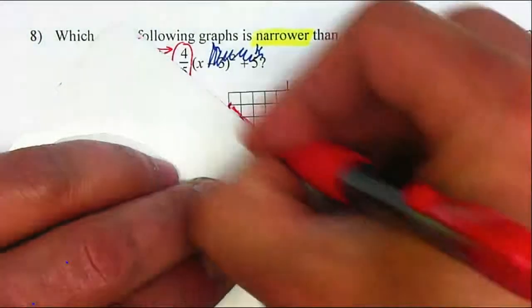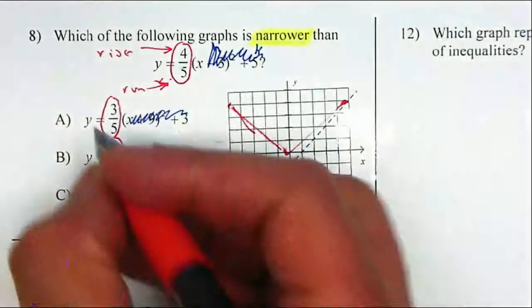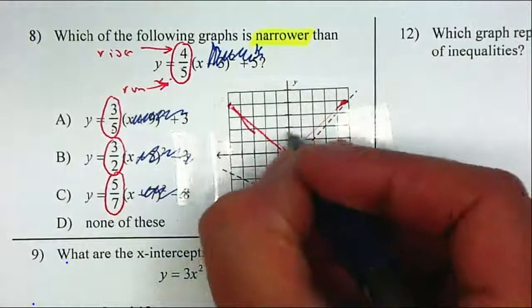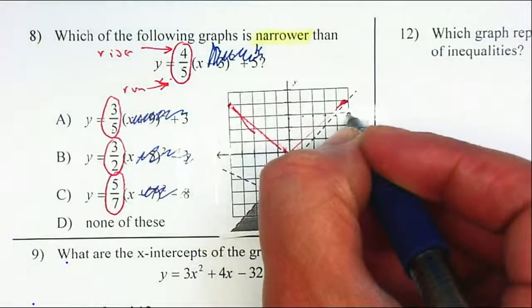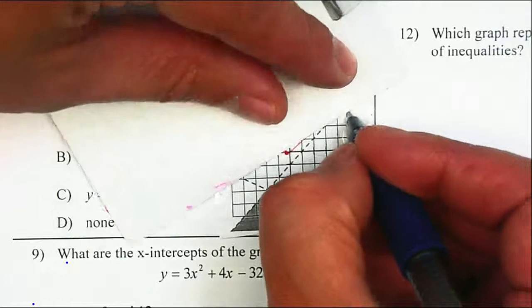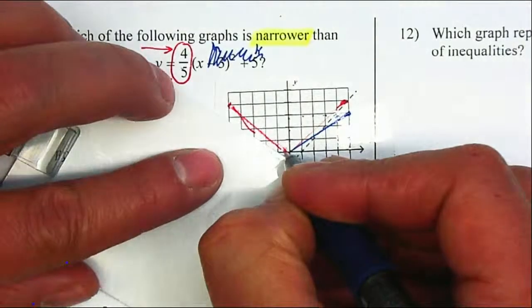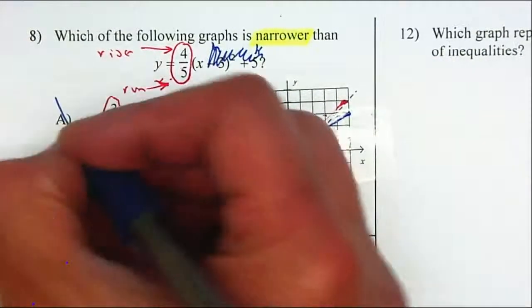For the second one, we have rise over run. So it'll be up 3 and over 5. 1, 2, 3, and 1, 2, 3, 4, 5. Now, if you notice, is that one going to be narrow? No. As you guys can tell, that one's not going to be narrow, so I can cancel it out.